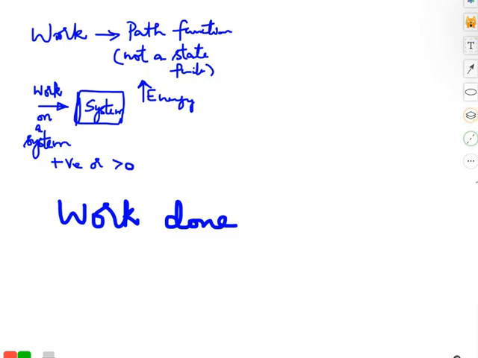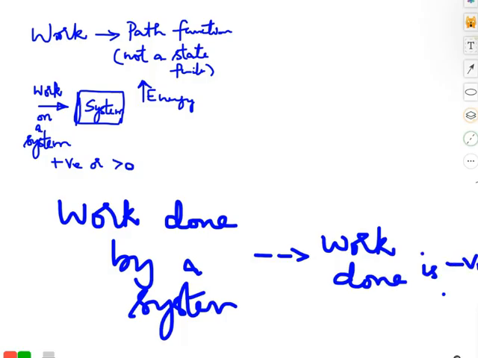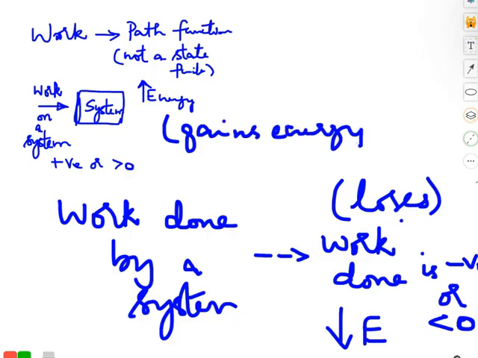So for work done by a system, work is going to be negative, or less than zero. The system loses energy here, whereas in the previous case it gains energy.